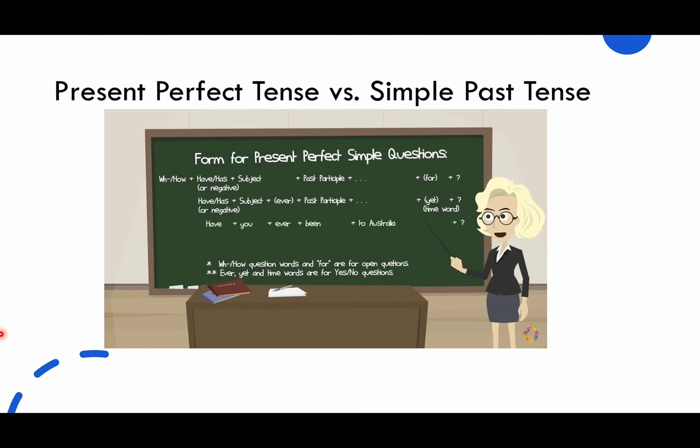Have you been to Australia? So we start the question with have plus the subject you plus ever plus the past participle been plus to Australia. Have you finished cooking dinner yet? Here we use yet. How long have we known each other for? Here we began the question with how long and ended it with for.